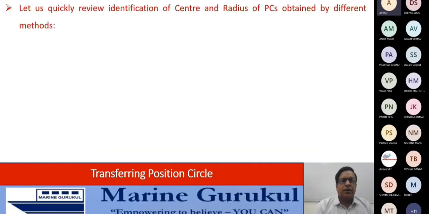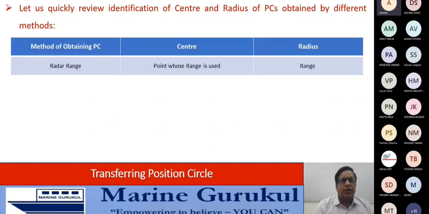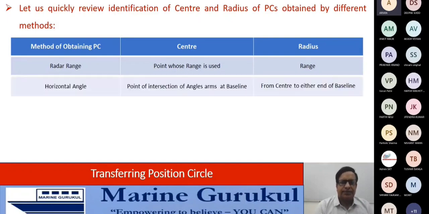Now, let us quickly review the identification of a center, because as I said a while back, the center of the position circle shall depend on the method which has been deployed to obtain the position circle. Now, if we have got a position circle by radar range, then the object whose range has been measured by radar acts as the center. And obviously the range is the radius.